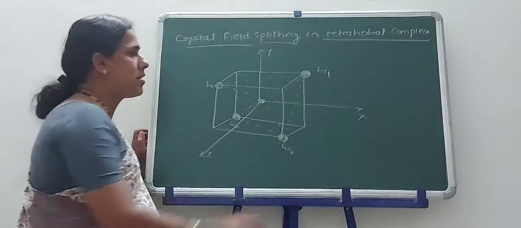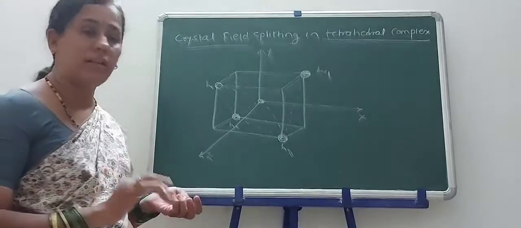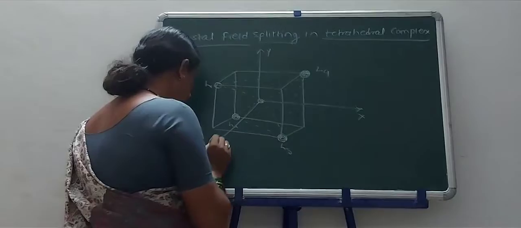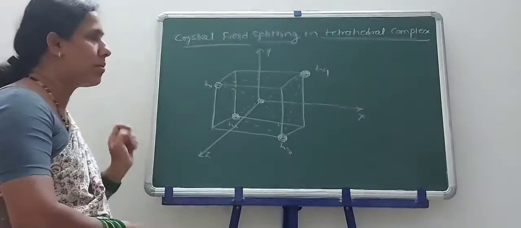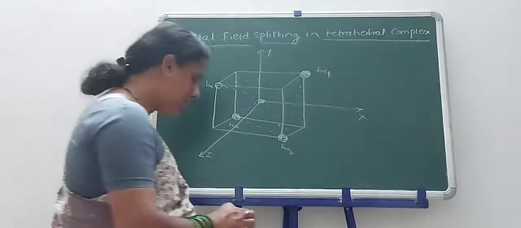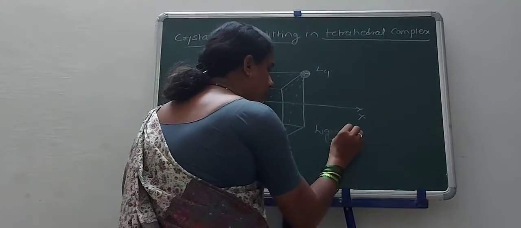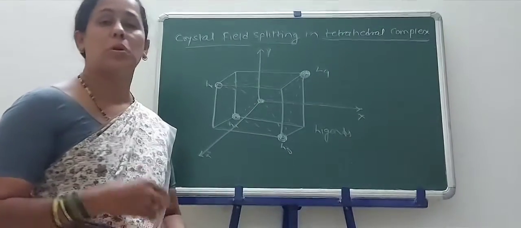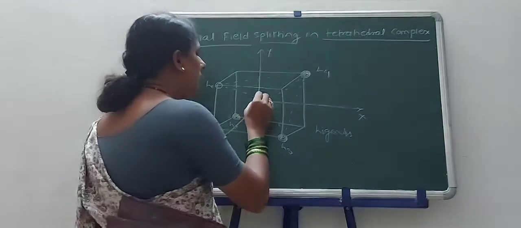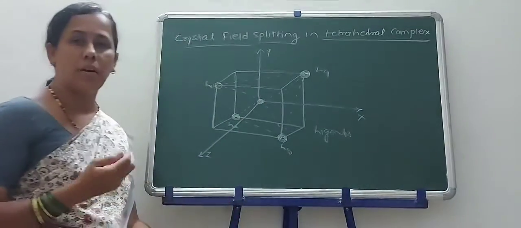Thus all the ligands lie between the axes. This is the X axis, this is the Y axis, and this is the Z axis. In the octahedral complex we have seen that the ligands approach the central metal ion along the axis. But if we place the tetrahedral in a cube, what happens?